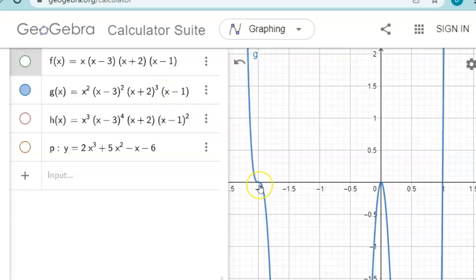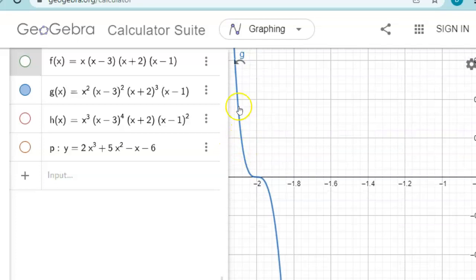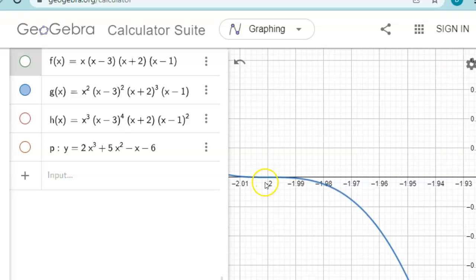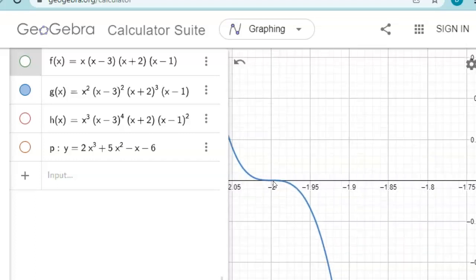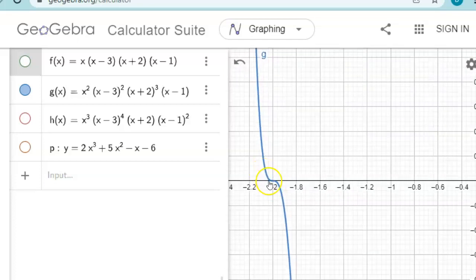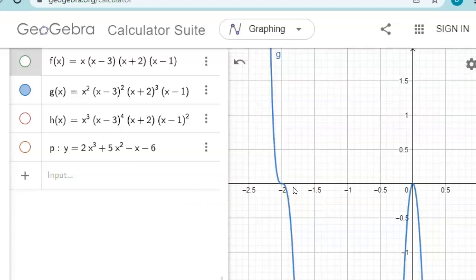If you zoom in on that, notice how it has a little squiggle. It comes in from above, levels out at negative 2, and passes through it. If you zoomed in, you'd see that the graph passes directly through at negative 2. That's the only place it hits. Everywhere else it approaches, and just right at negative 2 it passes through. As you're looking at that, let me zoom out here.